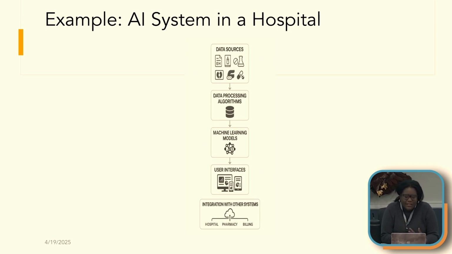Okay. Here's an example of an AI system maybe in a hospital. So we have the data sources. If you're in a hospital, for an AI system you might have data from the pharmacy, data from the lab, maybe data from billing, and text data in the electronic health records. There's all sorts of data within a hospital.